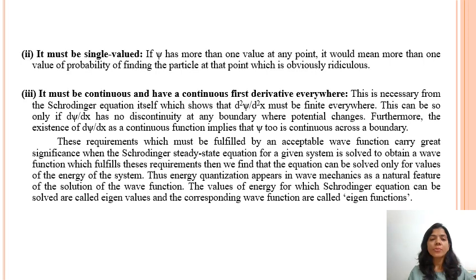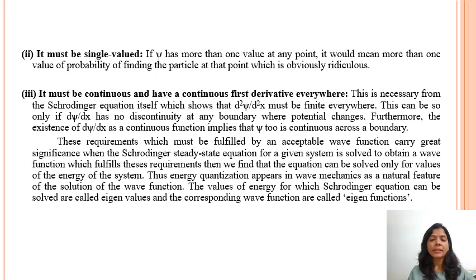This is necessary from the Schrodinger equation itself, which shows that d2 psi upon dx2 must be finite everywhere. This can be so only if d psi over dx has no discontinuity at any boundary where potential changes. Furthermore, the existence of d psi over dx as a continuous function implies that psi is continuous across a boundary. These requirements, which must be fulfilled by an acceptable wave function, carry great significance when the Schrodinger steady state equation for a given system is solved to obtain a wave function which fulfills these requirements.